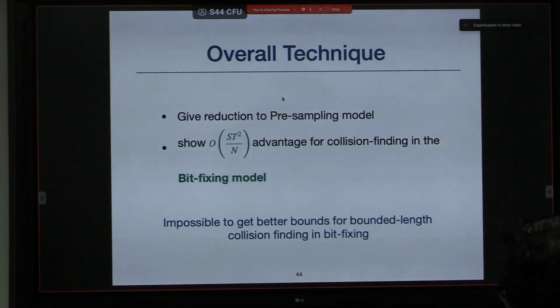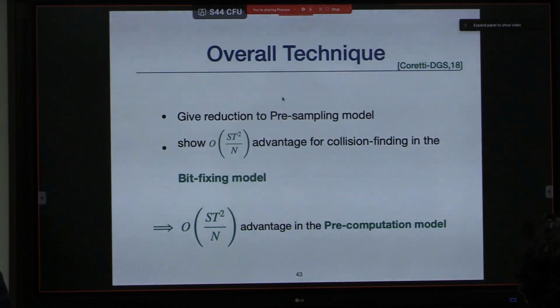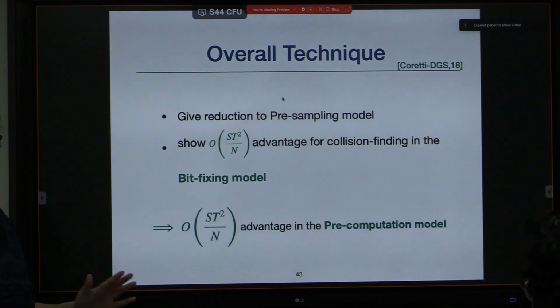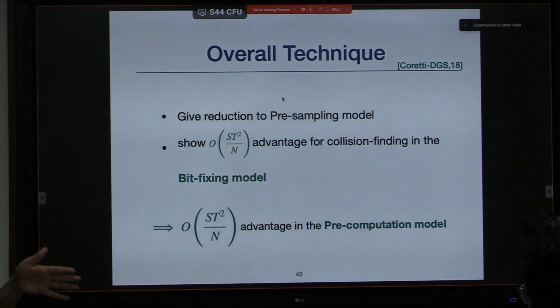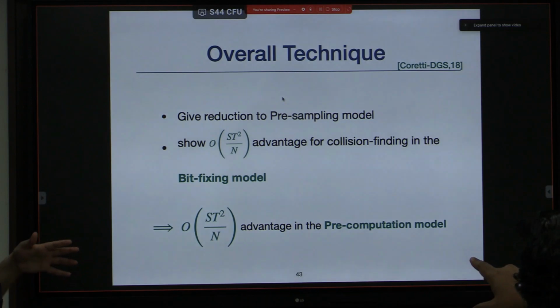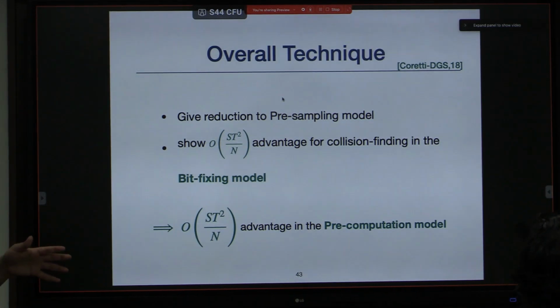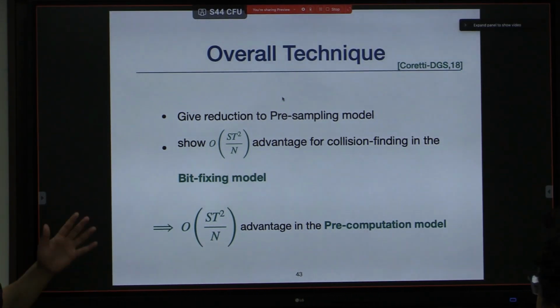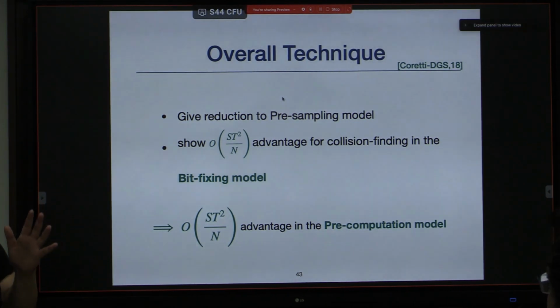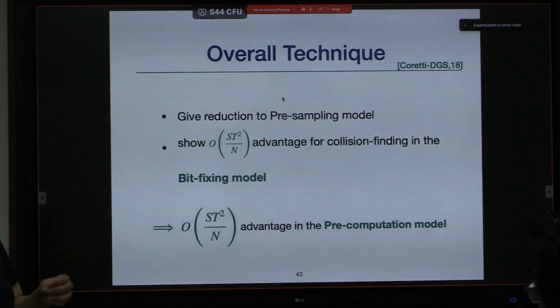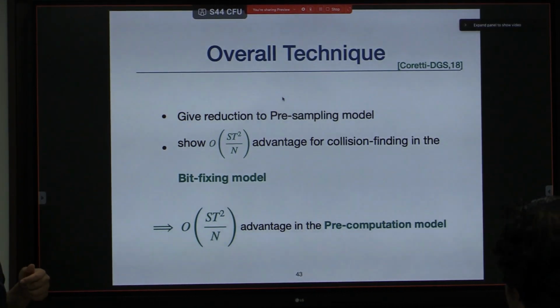Go back to the previous one. What is the result? So you're trying to prove that the pre-computation model is hard. Yeah, so the bound is ST squared over N. We want to show that. So Coretti et al. gave a reduction to this bit fixing model. So what did they show? They reduced the bit fixing problem to this pre-sampling model. Pre-sampling is basically pre-computation. I'm just trying to understand which way the direction was.